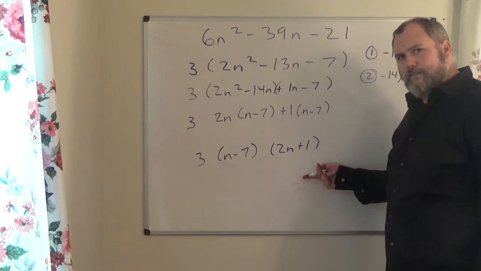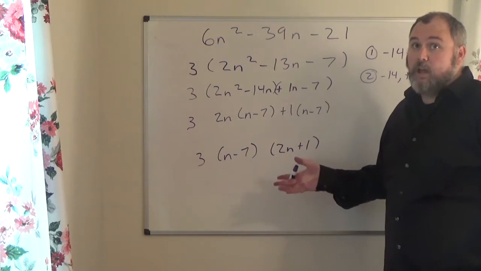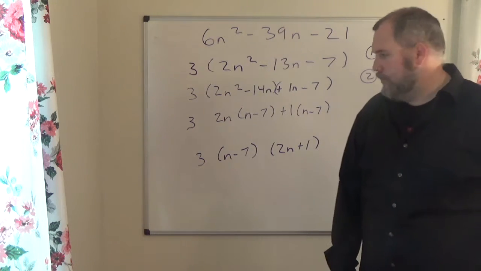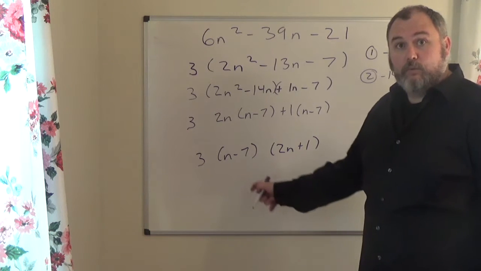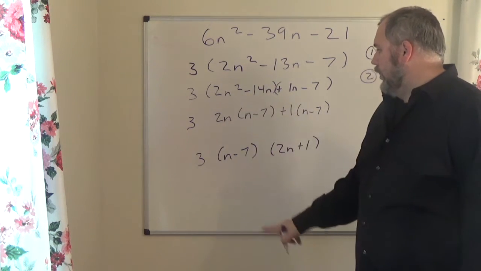Now before I take it any farther and go and double check, can I do any more factoring with any of this? No, this is as far as I can currently take it. Alright, so we need to double check to see if this is right. So what we do is we FOIL this. N times 2n gives me 2n squared.